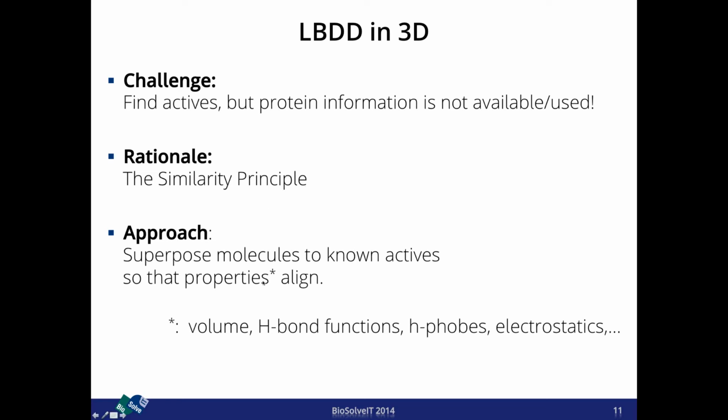And these properties can, again, be those properties that we referred to previously in the discussion on the descriptors. So, for example, certain volume overlaps, H-bond functions should map, hydrophobic functions should map, electrostatics should be roughly similar when we overlay things, and so on. These are things that are being used.